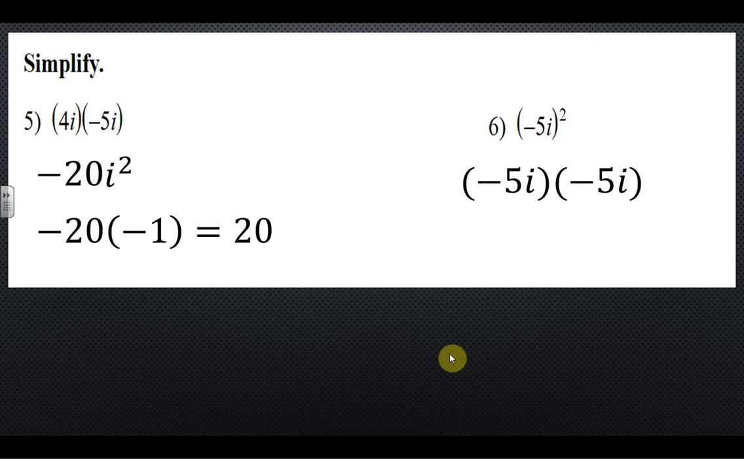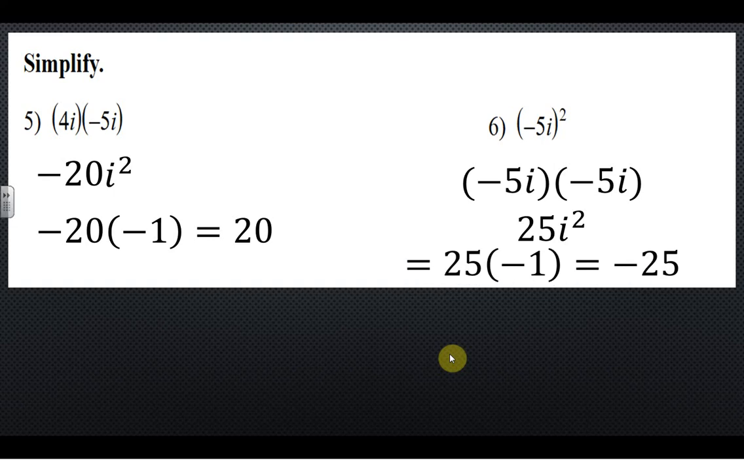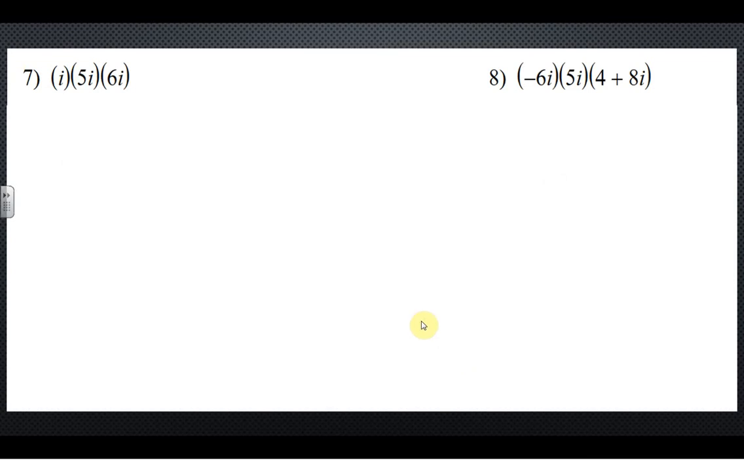And then quantity -5I squared, so you square something, which means you write it twice. Do your numbers. -5 times -5 is +25. I times I is I squared. But I squared is equivalent to -1, so it's equivalent to -25. Okay, there's 3 numbers, but it's okay.